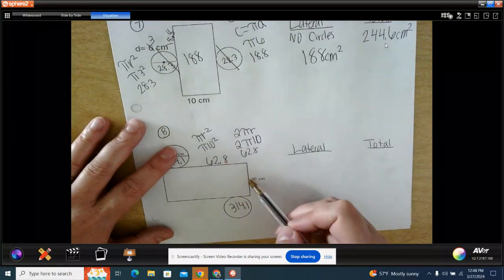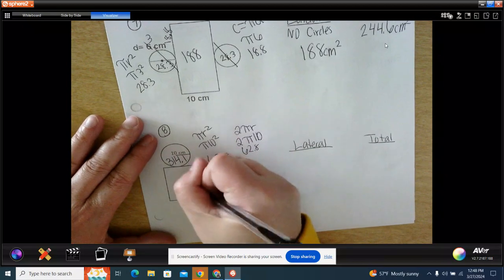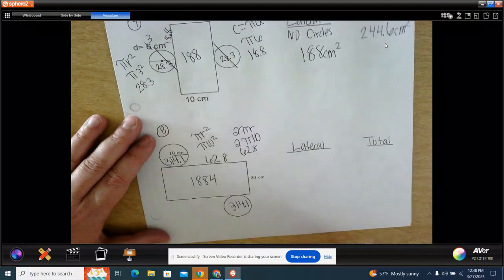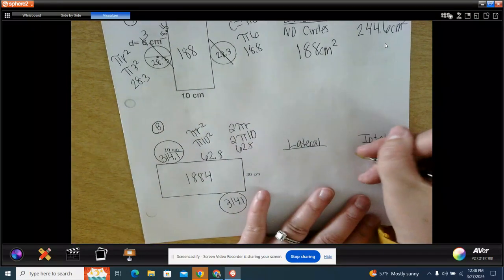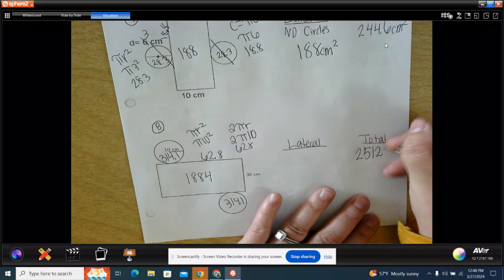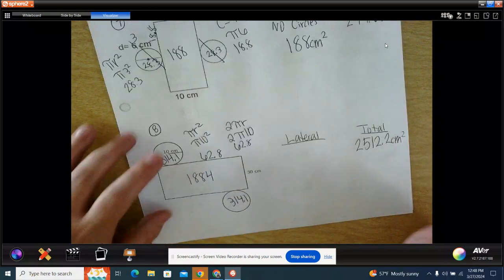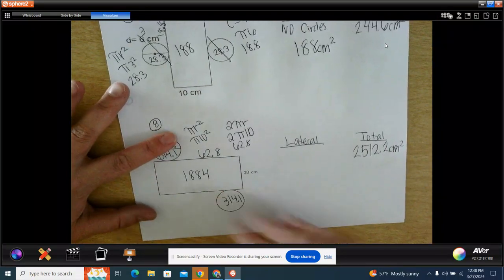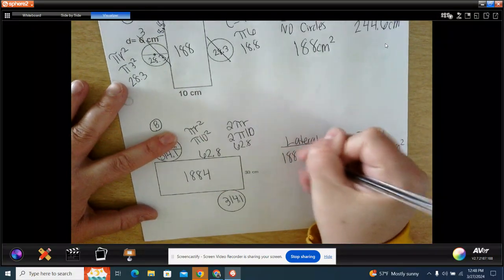Now I'm going to multiply 62.8 times 30, which is 1884. And then we're going to find our total, add everything up. I get 2,512.2 centimeters squared. And then my lateral, again, is no circles, which is 1884.